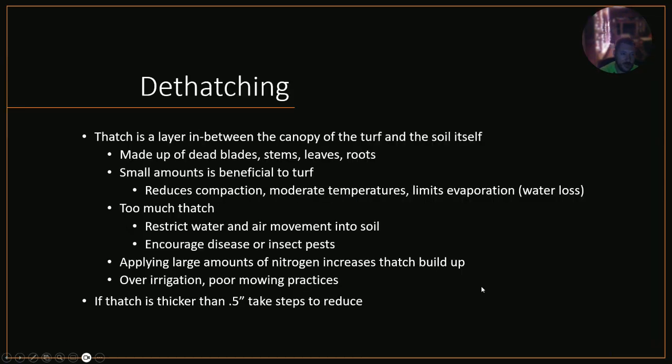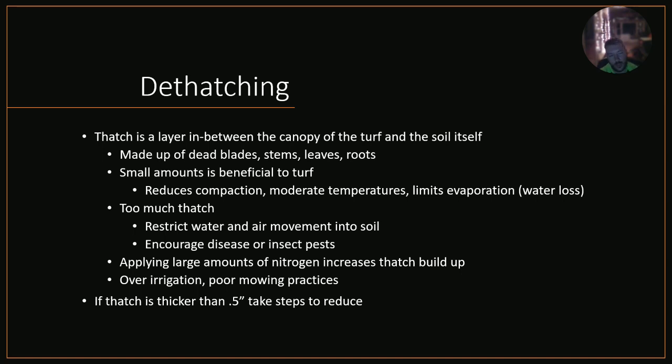Let's talk about dethatching. Thatch is generally not going to be an issue unless it builds up to a certain point. It's made up of dead blades, stems, leaves, roots. Small amounts are beneficial to turf. They reduce compaction. They moderate the temperatures of the soil and somewhat the canopy. It limits the evaporation of the soil because it shades it out and creates a layer.